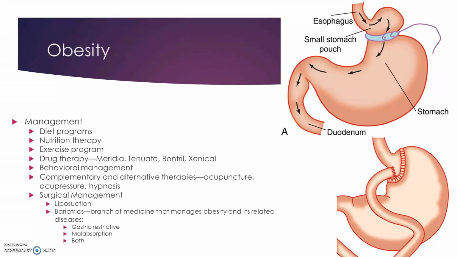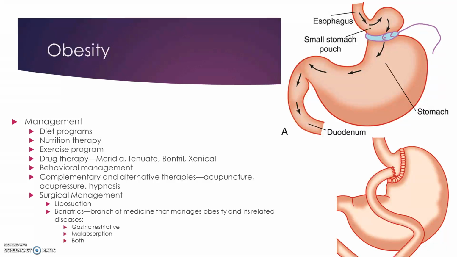We can help with drug therapy to try and decrease calories absorbed as well as increase metabolism, but that's probably not as effective. We do behavioral management towards the eating and the dietary, getting people to realize when they're eating and why they're eating. We use complementary and alternative therapies such as acupressure, acupuncture, hypnosis, which works for some people. And then as kind of a late stage, we can use the surgical management.